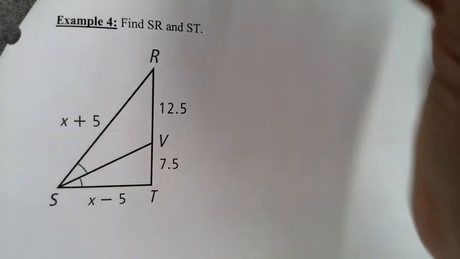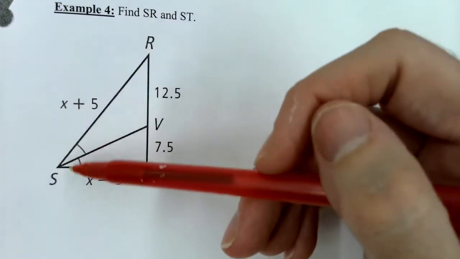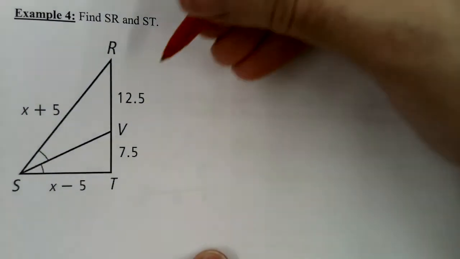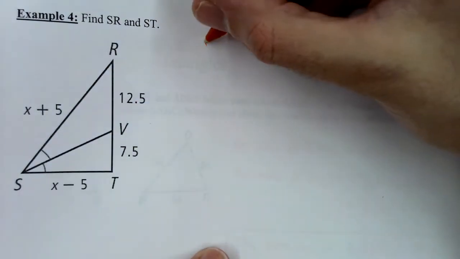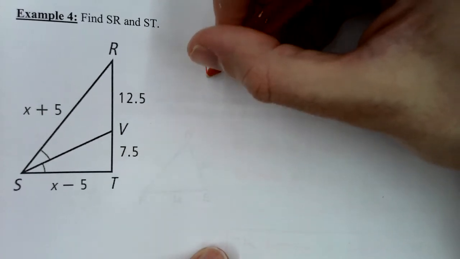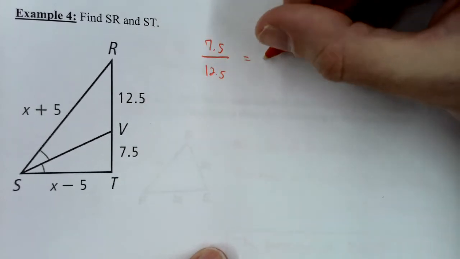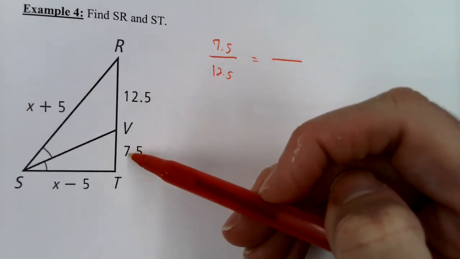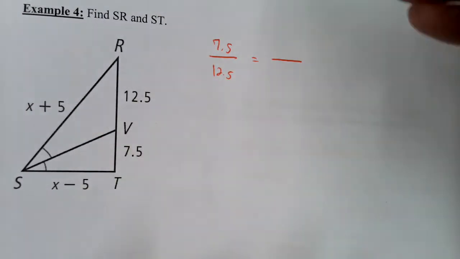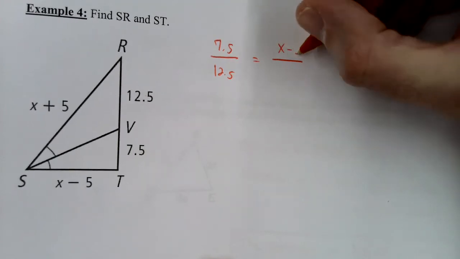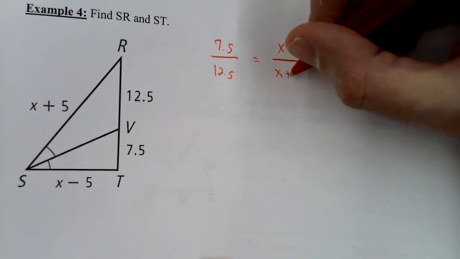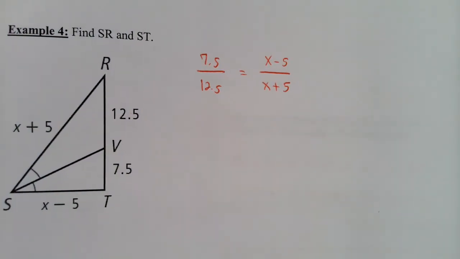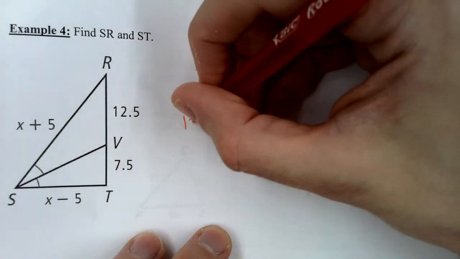Let's take the angle being bisected, which is angle S, that's being bisected. Let's look at the side opposite that. And let's put one over the other. Okay, so I'll do 7.5 over 12.5. 7.5 over 12.5 is going to equal x minus 5 over x plus 5. Again, make sure all your numerators come from one triangle, and make sure all your denominators come from the other triangle. Now let's cross multiply and solve.